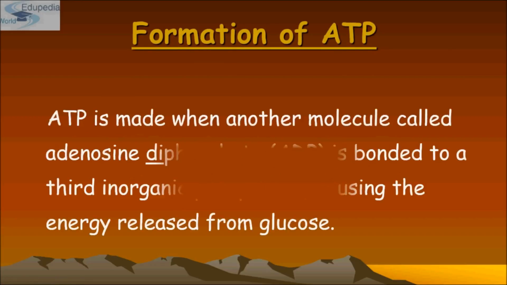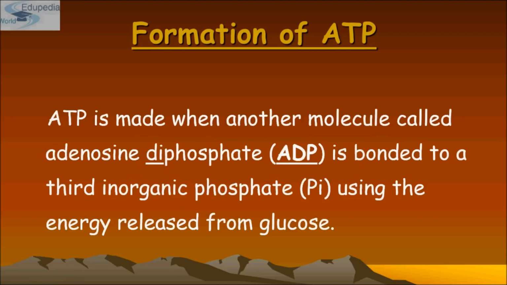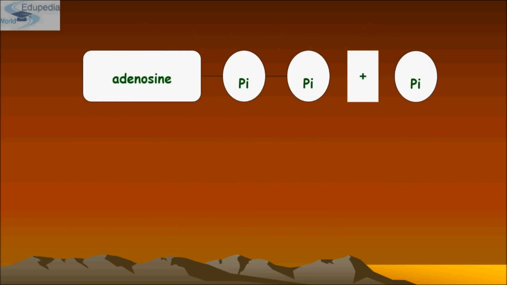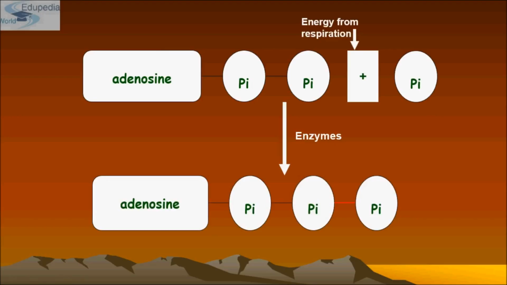Now the formation of ATP. ATP is made when another molecule called adenosine diphosphate, which is ADP, is bonded to a third inorganic phosphate, which is PI. That uses the energy released from the glucose. As you can see, there are two inorganic phosphates attached to the adenosine in adenosine diphosphate. When it gets combined with the third inorganic phosphate, then it produces what? Of course, ATP, that is adenosine triphosphate.